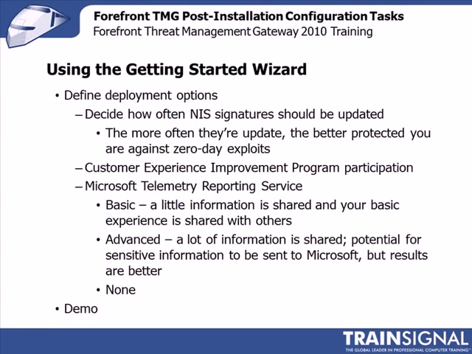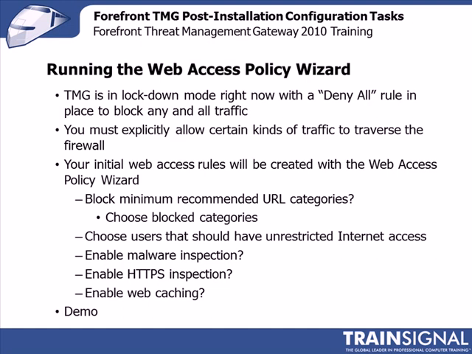I'm not going to repeat this exact same information that we just went through in the demonstration, but I wanted to make sure that I listed all of this information for you in the slides so that if you wanted to take a look at it a little bit more at leisure, you could. Now, as it stands right now, Threat Management Gateway is still in lockdown mode with a deny all rule in place to block any and all traffic. You have to explicitly allow the kind of traffic that you want to be able to traverse the firewall in any direction. It's from internal to external, from external to internal, and what have you. The initial web access rules that we put into place are going to be created with the Web Access Policy Wizard.